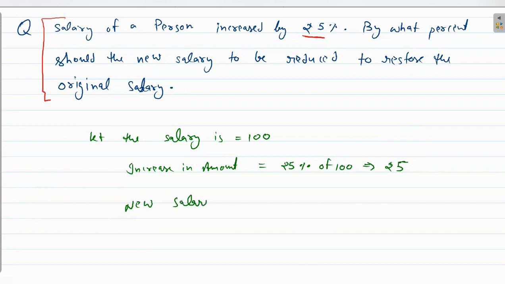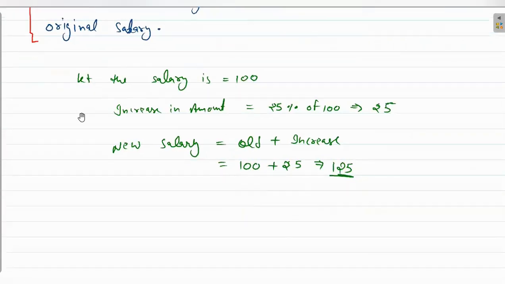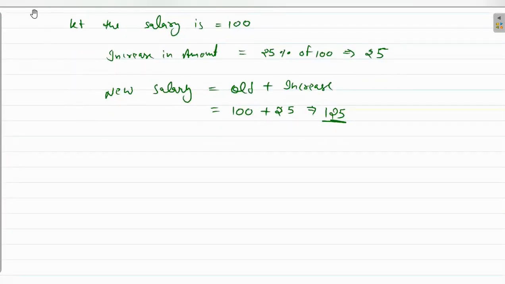The new salary will be the old plus the increased value. So 100 plus 25. The new salary becomes 125. Any doubt? Now he wants a reduction, so that it will remain the previous one. So the reduction in amount is how much? 25. Yes or no?